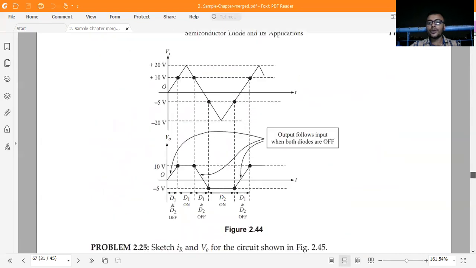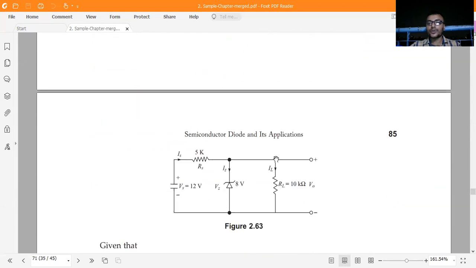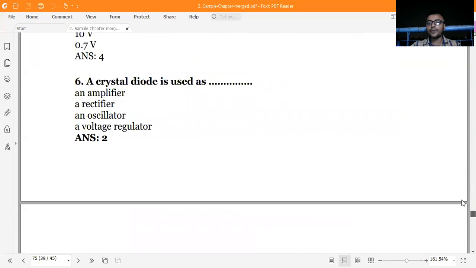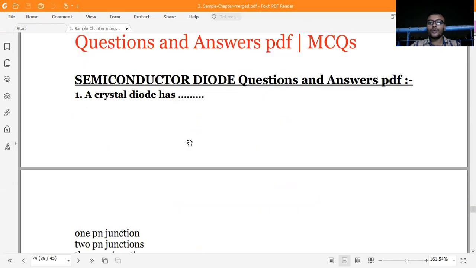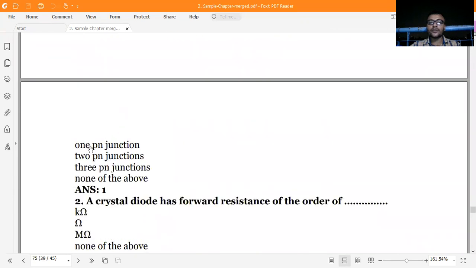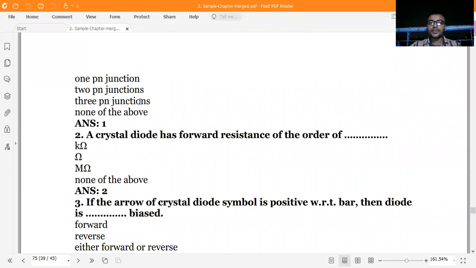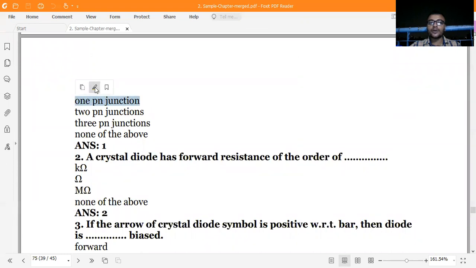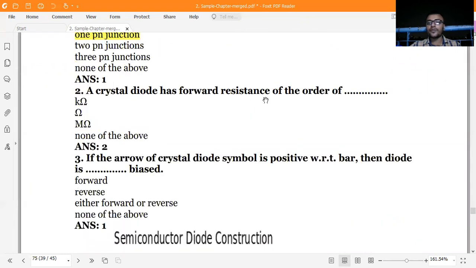Now let us go to the objective questions. A crystal diode has one PN junction. One PN junction is the right option because a crystal diode has only one PN junction. A crystal diode has forward resistance of the order of... the resistance value is very low. So if you look at the options, only ohm is there. So the correct option is ohm.